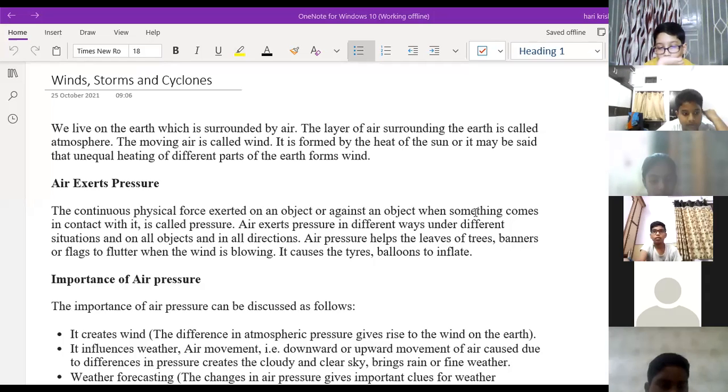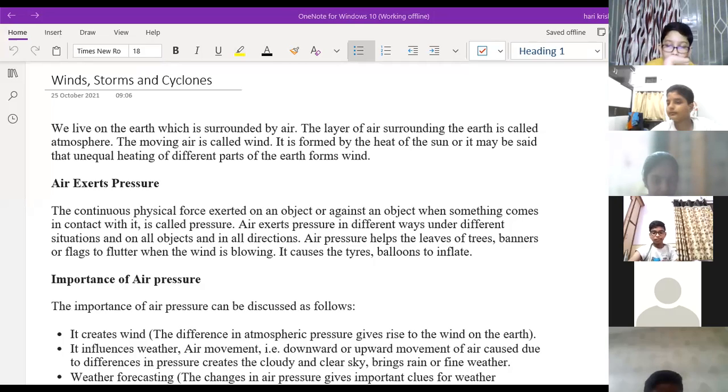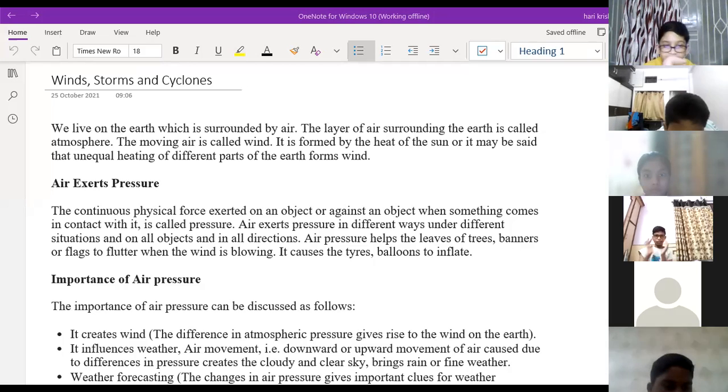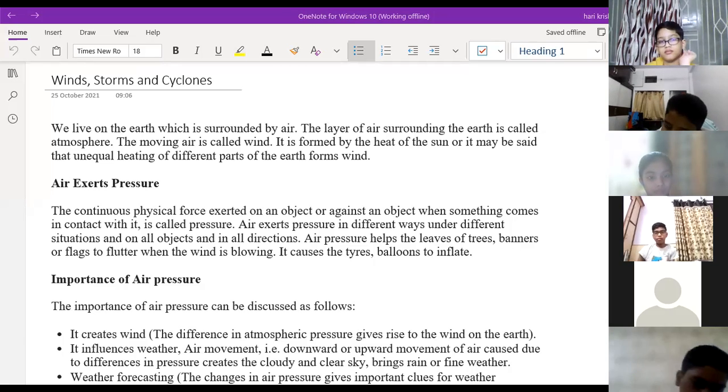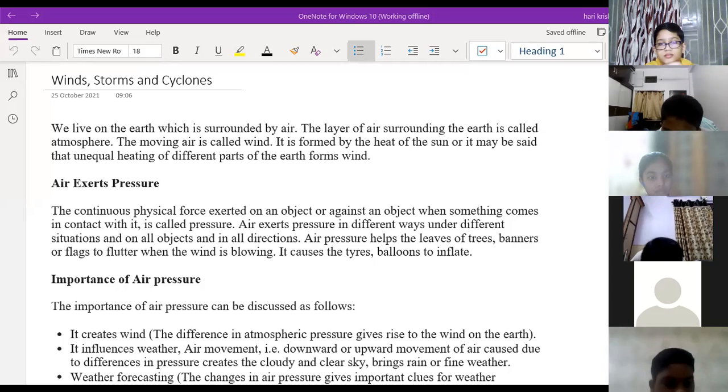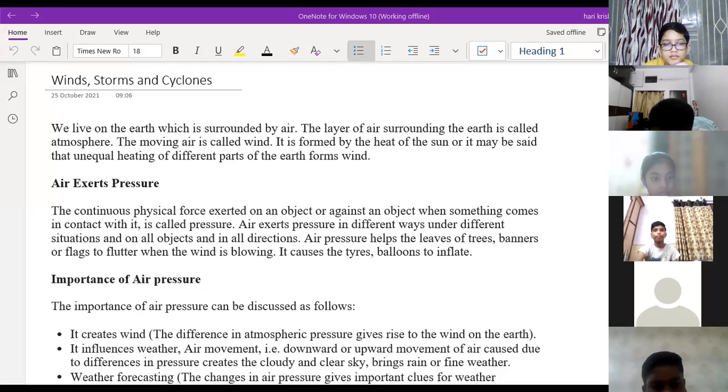Okay. Did you understand the first paragraph? Any doubts in that? No, sir, we understood. So next paragraph, air exerts pressure. First we'll discuss pressure. The continuous physical force exerted on or against an object when something comes in contact with it is collision pressure. So it is one type of force which is acting upon an object. Whenever it comes in contact with the object, it is collision pressure. Is this definition clear? So what is the pressure formula? Simple. It is equal to force per area. Force by area.